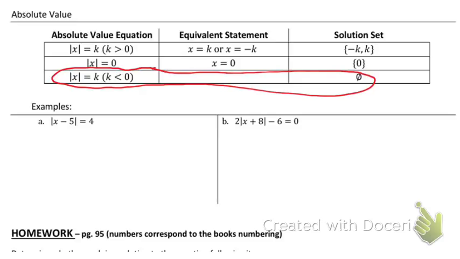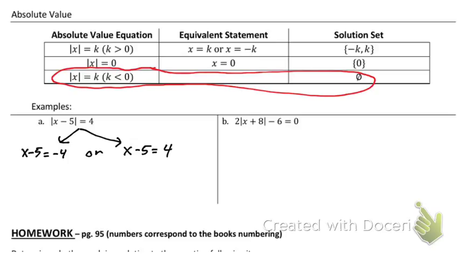All right, example A is absolute value of x minus 5 equals 4. This is how I do this. I split it into two possible equations. I have either x minus 5 equals a negative 4 or x minus 5 equals a positive 4. It gives us two equations to solve, and I'll go through why this works.